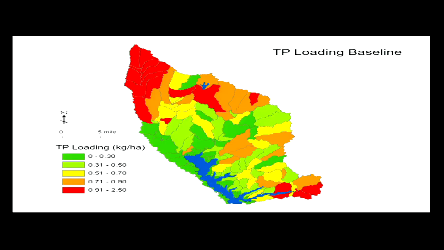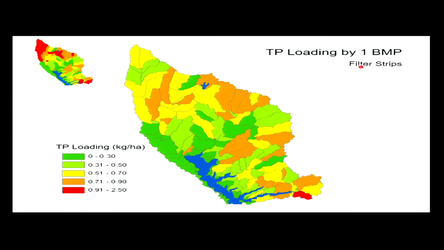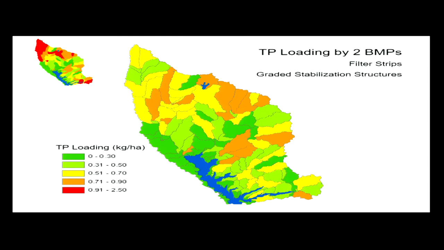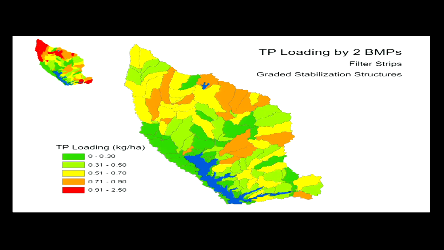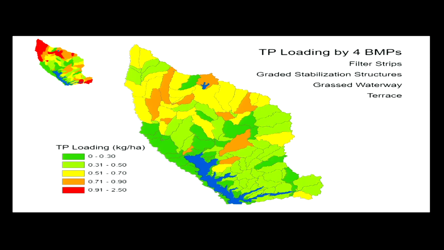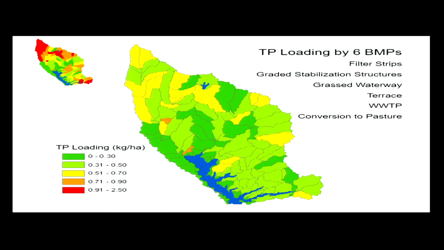Let me get to the real data. After applying the filter strips, the first BMP, this is the original map, and the color scheme is exactly the same. After applying the filter strips, this is the reduction. Some of the reds are now starting to turn into orange and yellows. Then after applying the second BMP, and the third, the fourth BMP, you can target specific sub-basins every time, incrementally applying each BMP.